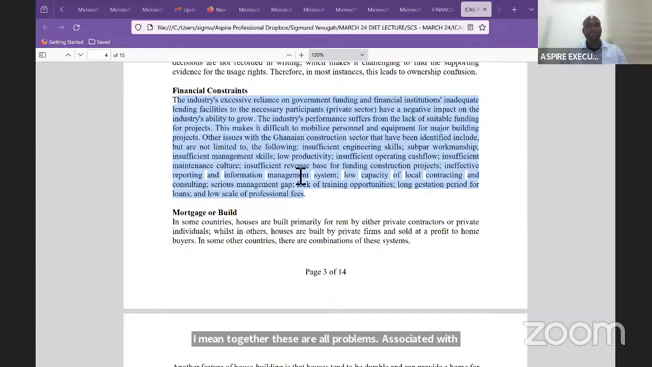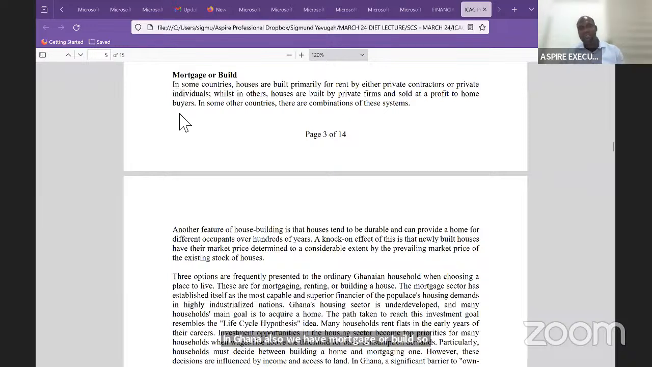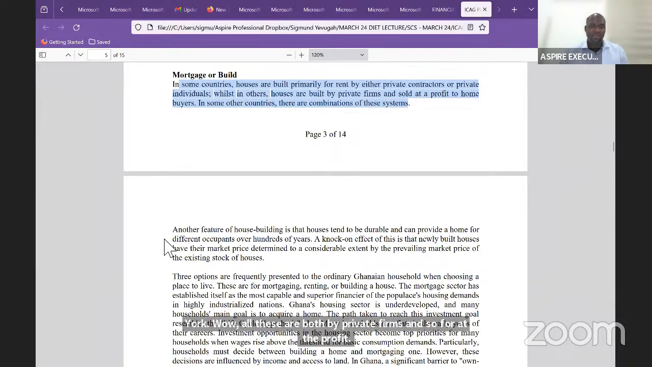Is that clear? In Ghana also, we have mortgage or build. So here, we are looking at two options: the option either to build or to have a mortgage. In some countries, houses are built primarily for rent by either private companies or private individuals, whilst others are built by private firms and sold at a profit. In some countries, there is a combination of the two systems.